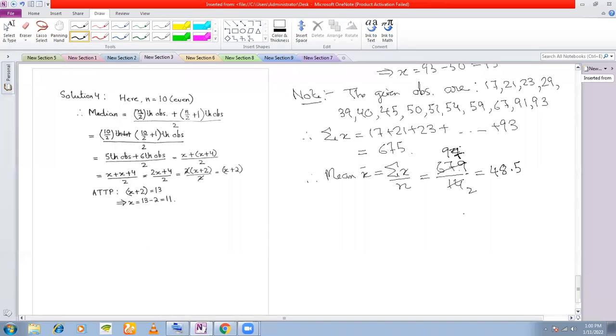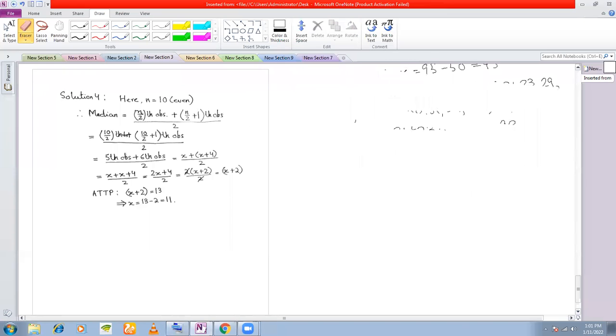Okay, so if in the question, an unknown observation and the median are given to you, you can calculate the unknown observation, and then you can find out the value of the mean also. In this question it was not asked to find the mean, but if it is, you can always find out the mean in this manner. Okay, let's work out the next question on median.